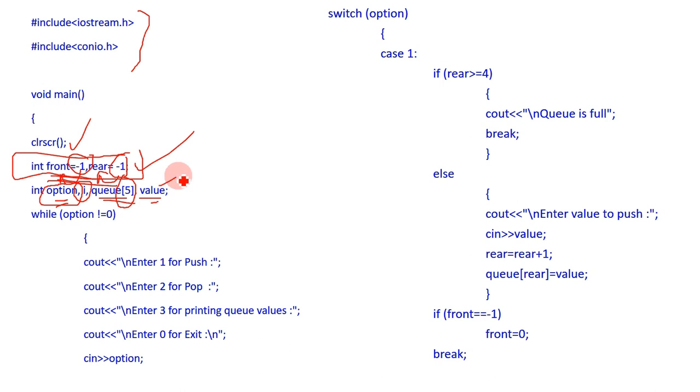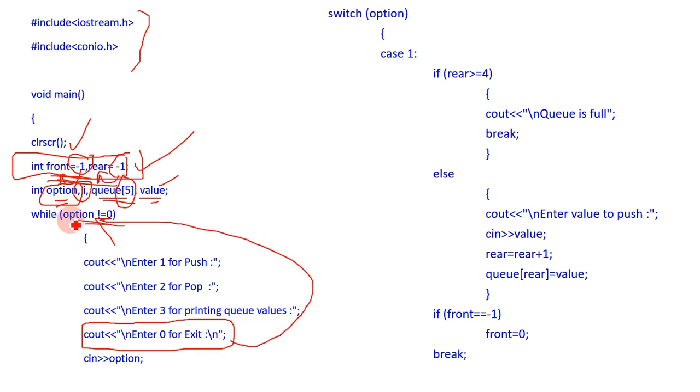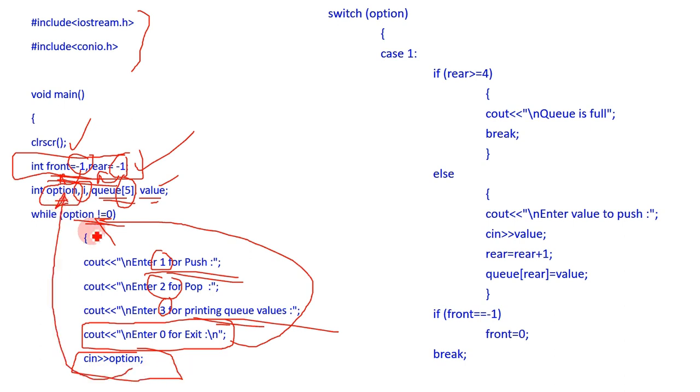This is the value that you want to insert. While option is not equal to 0, where 0 is used for exit. Okay, so when you press 0 from the keyboard, this loop will be terminated. Okay, the control will go outside this loop. So while option is not equal to 0, you can enter 1 for push operation, 2 for pop operation, 3 for printing the queue values, and 0 for the exit, and from here you can assign or enter the value to the option.